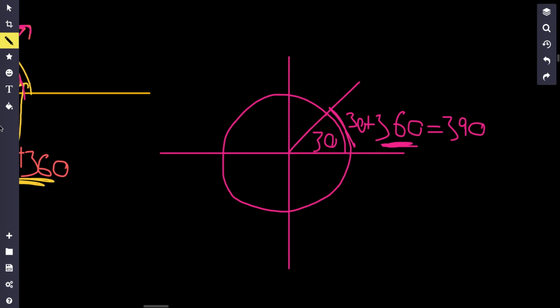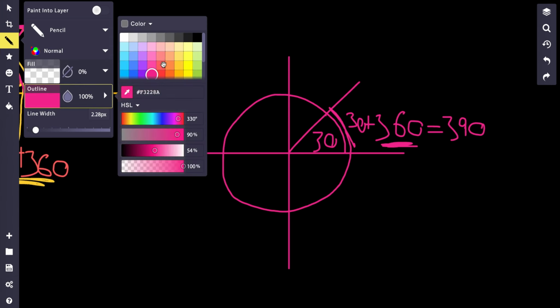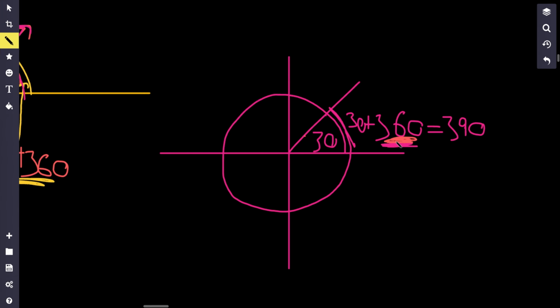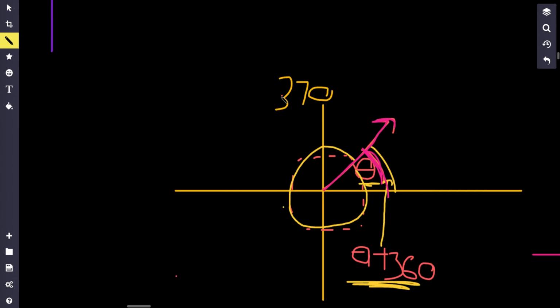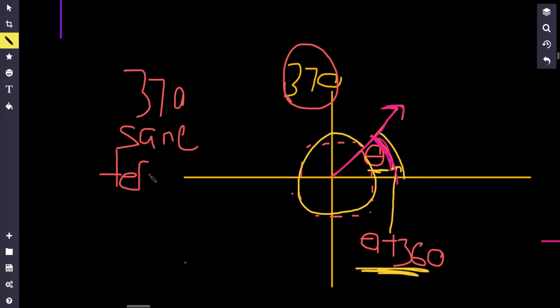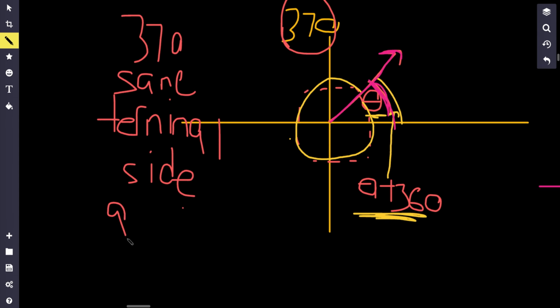When you create an angle and add 360 degrees to it, the terminal side of your angle is the exact same ray. The ray for 30 degrees is the exact same terminal side as for 390 degrees. So using this logic, a 370-degree angle is going to have the same terminal side as a 10-degree angle.